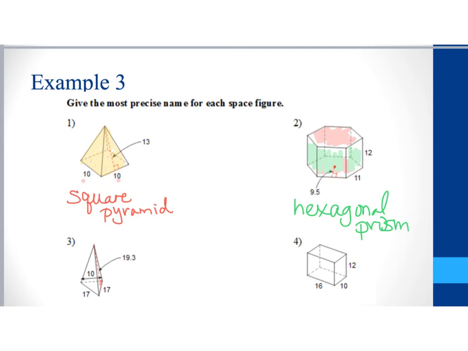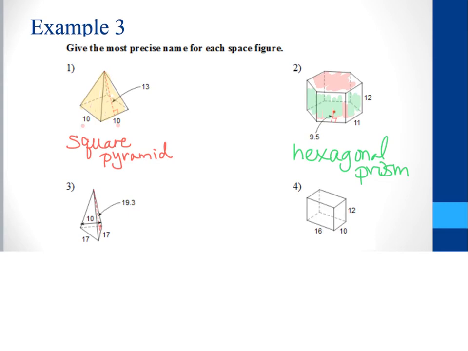For part 3, again I'm going to look to see what the base is. And here I can see that my base is a triangle. Everything is converging up to a point, and the lateral faces are all triangles. So this would be a triangular pyramid. And last but not least, number 4.